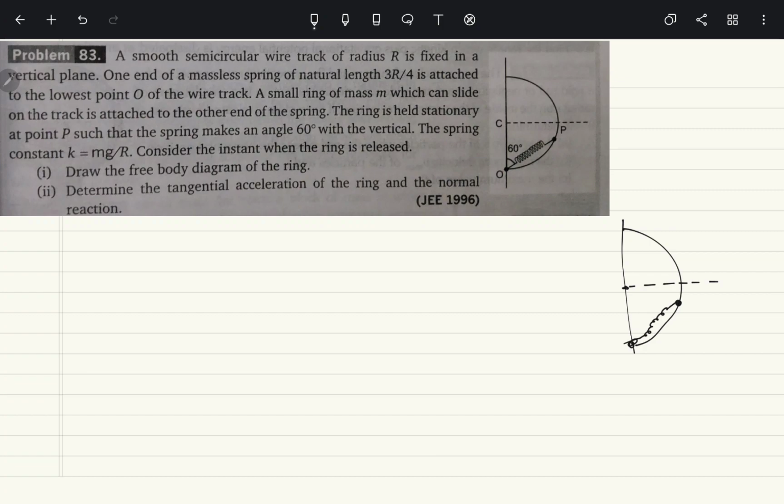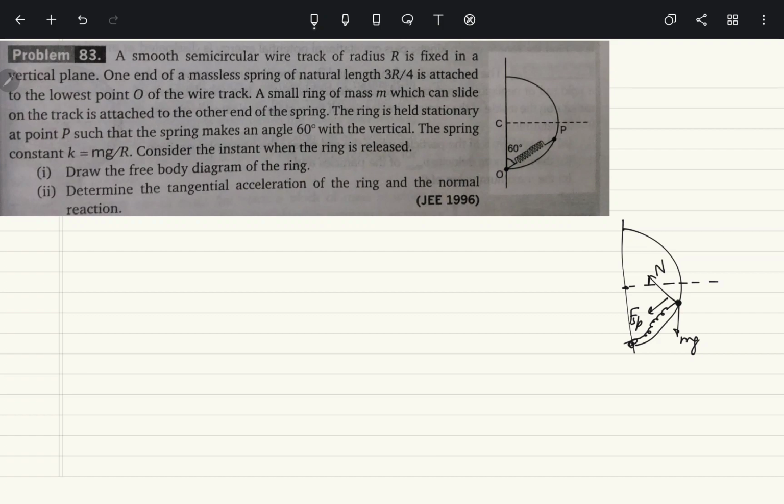So what are the forces acting on this point P? The ring has mass m, so there's mg. Because the spring is stretched here, there will be a force acting in this direction, the spring force, and there's a normal acting in this direction. So that's it. This is the FBD of the point P, the forces acting at P. Now we'll try to find the spring force acting at that point.